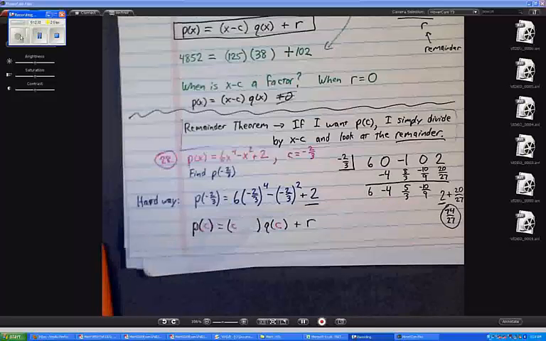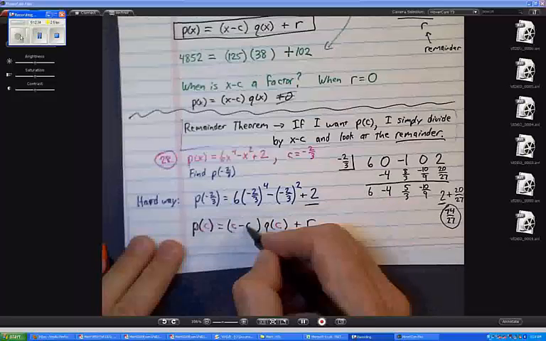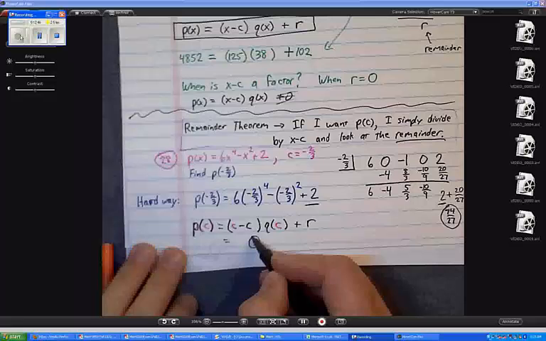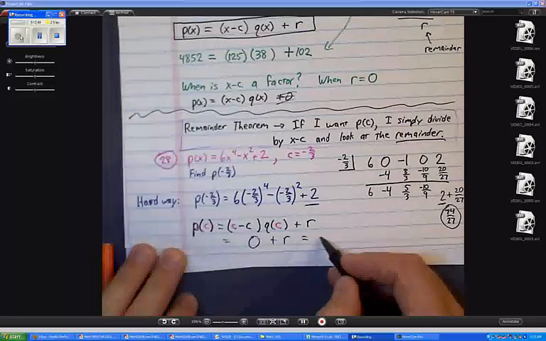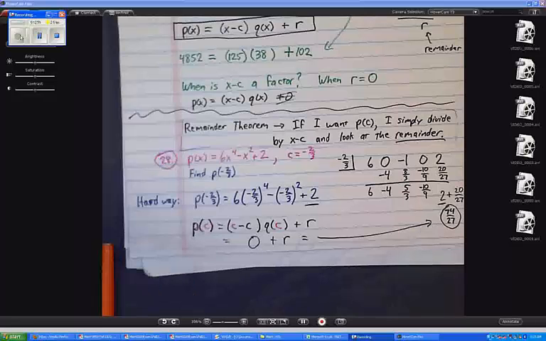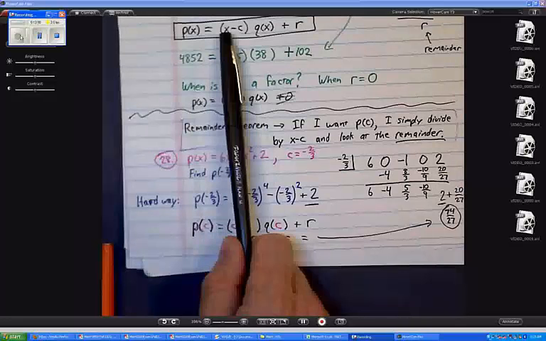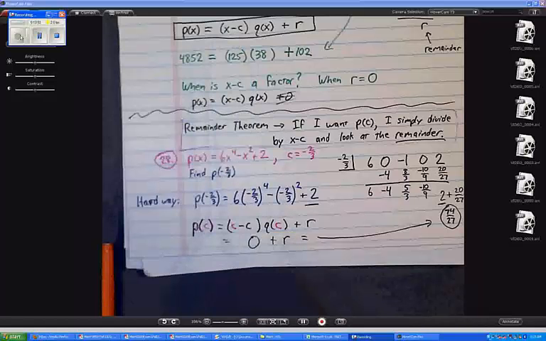Well, if you do that, what do you notice? Do you see how you get c minus c? What's that equal? So P of c is going to equal 0 plus the remainder, which is the remainder. That's how the remainder theorem works. Because we always can write this equation, x minus c times q of x plus the remainder, when you divide by x minus c.